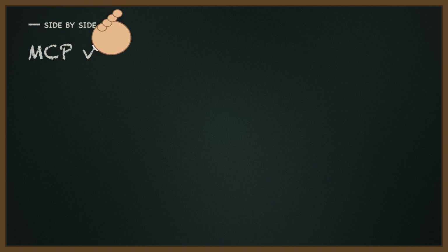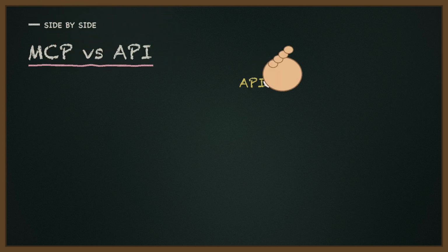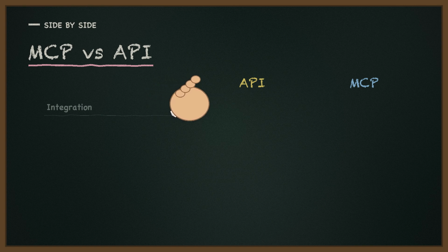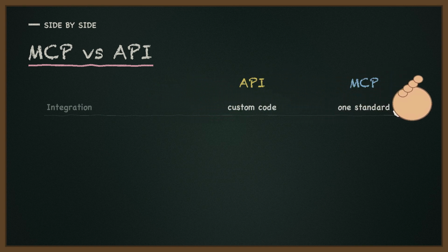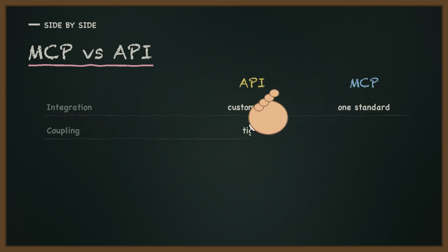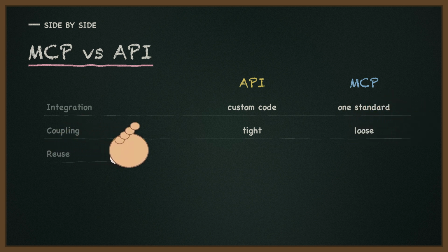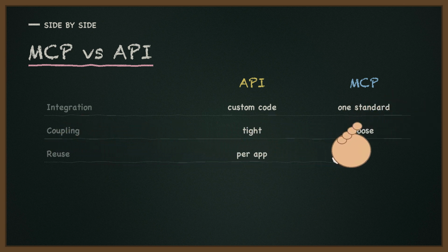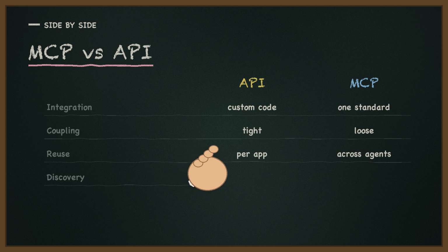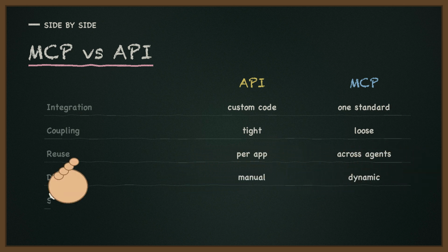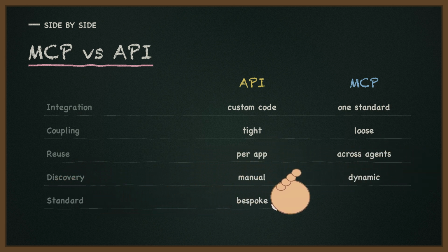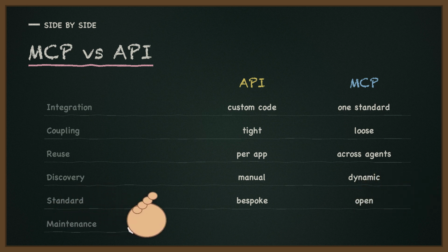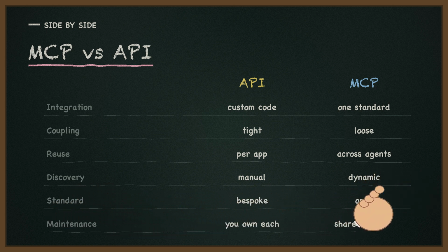Compare them on the rows that matter. Integration. API means custom code per service. MCP means one standard protocol. Coupling. API is tight, MCP is loose. Discovery. API is manual and hard-coded. MCP is dynamic at runtime. Reuse and maintenance. With API, you build and own each one. With MCP, you share servers across agents and tools. That's the contrast at a glance.